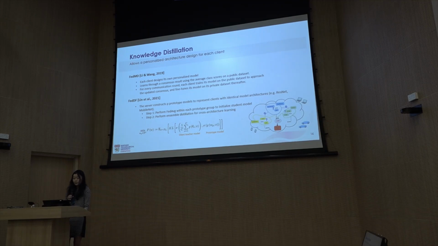And the first step is to perform federated averaging within each prototype group to initialize the student model. And then they can perform cross-architecture learning. So the client teacher models can make inference on the logits based on a public data set. We can use that to train the prototype model in the server using knowledge distillation.